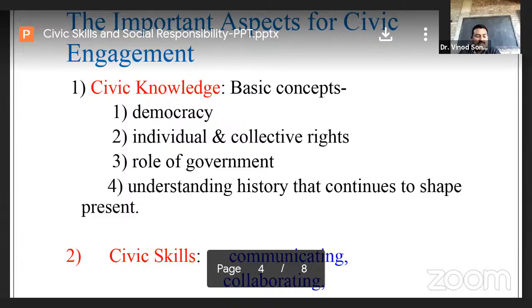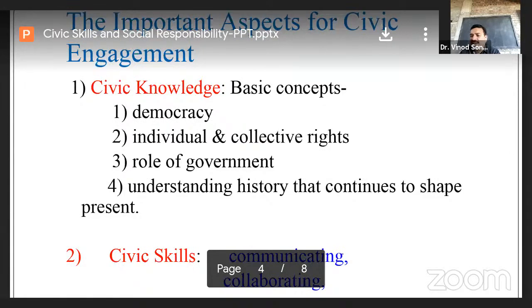Now, as we know, in India the government runs according to the provisions made in the Constitution of India. And when there is a discussion about individual and collective rights, we should know that in Part 3 of the Constitution there is provision of individual and collective rights. There are six individual rights conferred by the Constitution of India to each and every citizen of India. And being a citizen of India, we should know what my rights are as a citizen of India.